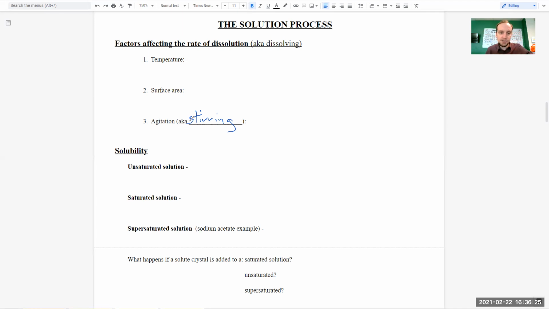What you have reached is what's called saturation. A saturated solution is when you have dissolved the maximum amount of solute.